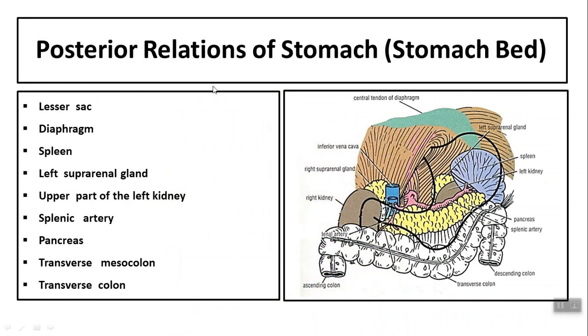So the posterior relations of the stomach are first of all the lesser sac space, the diaphragm, spleen, left suprarenal gland, upper part of the left kidney, the splenic artery that runs on the upper border of the pancreas, the transverse mesocolon, and the transverse colon. All these structures are the posterior relations of the stomach, and together they are called the stomach bed.